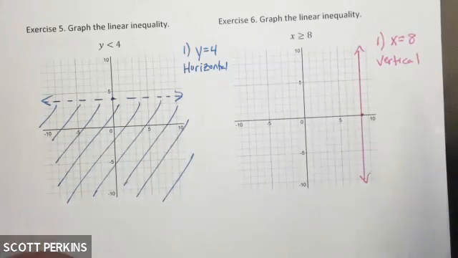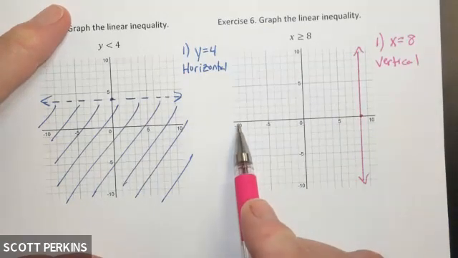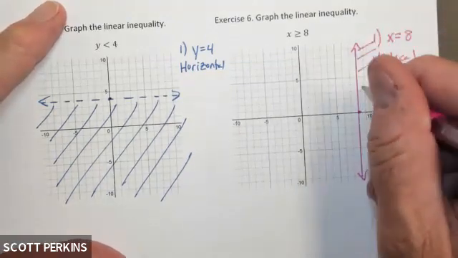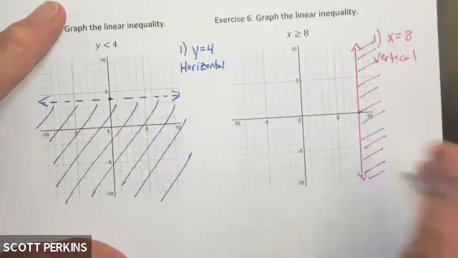Okay, so I am not confident. So maybe you made that mistake. These numbers here, 5, 0, -5, -10, those are smaller. Those are not bigger than 8. So I'm going to shade over here on the right side of the line. That's where the x values are bigger than 8.